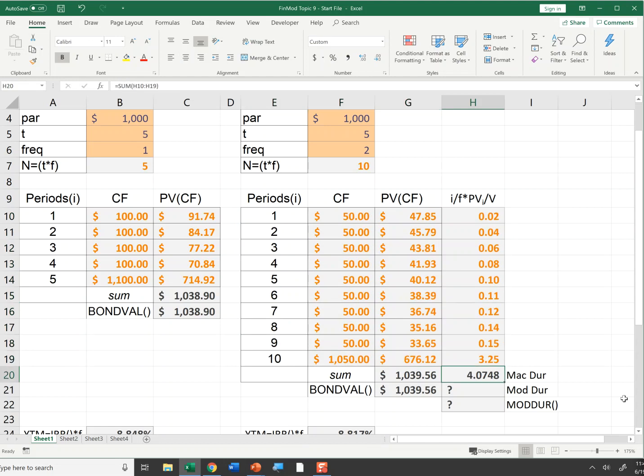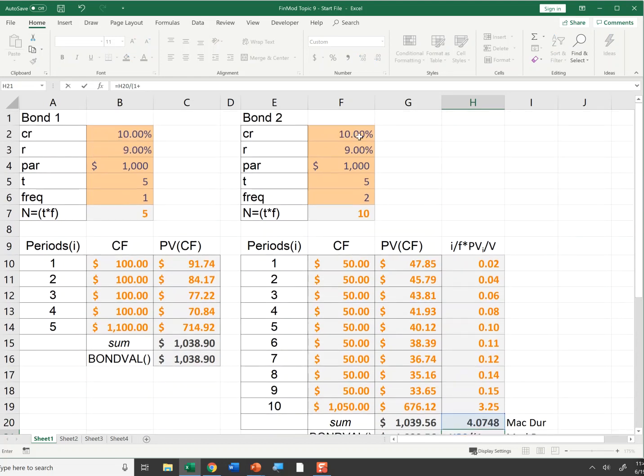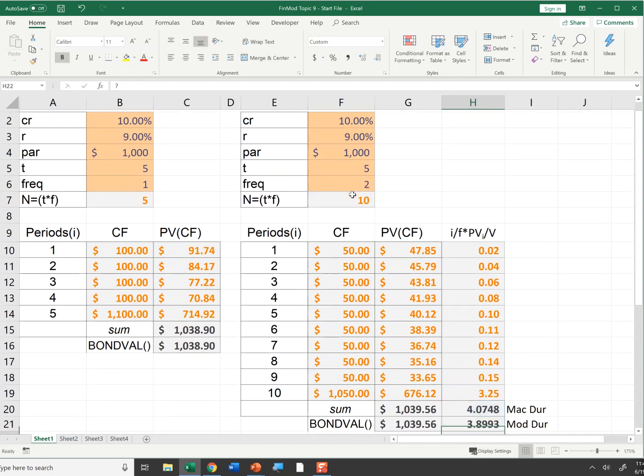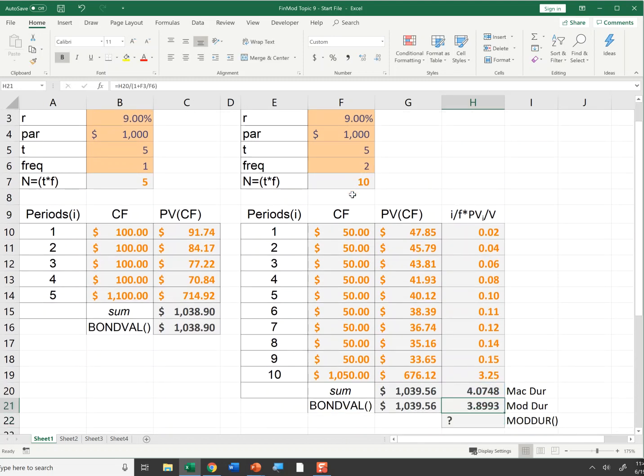That's why the Macaulay duration is often quoted as years. The duration is 4.07 years. Now the modified duration is simply the Macaulay duration over 1 plus my discount rate divided by the frequency. So it's kind of like the present value of the Macaulay duration. That's 3.899 years. So you have Macaulay duration, which is the weighted average time period of getting your money, and the modified duration, which is the Macaulay divided by 1 plus R to the frequency.